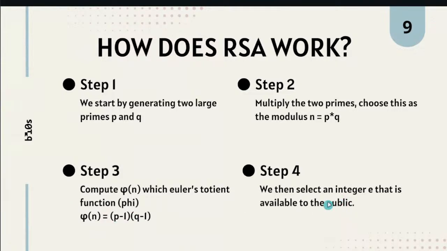Then, step 4, we set an integer e that is available to the public. This integer e has a value, and this is public. This is also what we call the public key. RSA is an asymmetric crypto system, note down if you want to. So this is where the public key comes from. E is your public key, and it's available to every other person, whoever is intercepting communication, who wants to see what is happening.